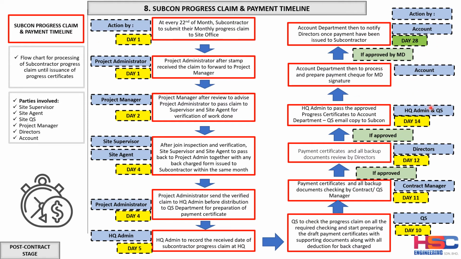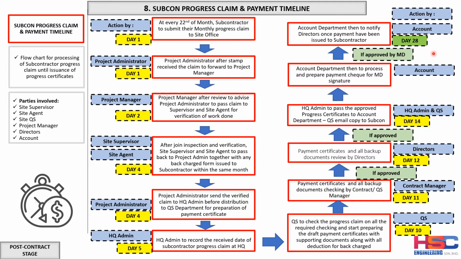So based on the payment terms with the subcontractor, this can be completed from the first day the claim is submitted. But this day 28 is just a suggestion. It depends on the letter of award for the subcontractor. If you mention day 45, then the payment will only be released by day 45. It's all up to the company's jurisdiction.